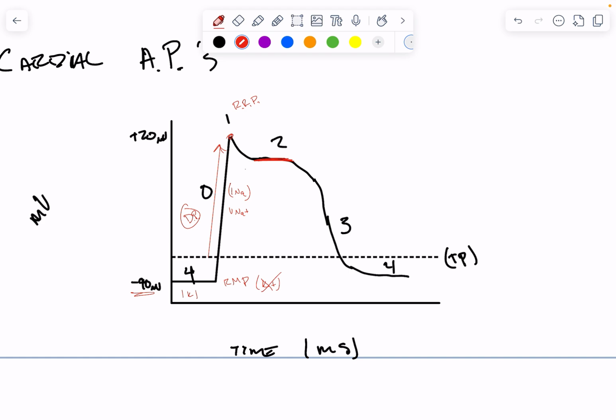Transient outward potassium channels, and calcium activated chloride channels. So there's 2 different types of channels that are going to open here. Number 1 is the ITO1 channel, which is for calcium, and then the ITO2 channel, which is for chloride.